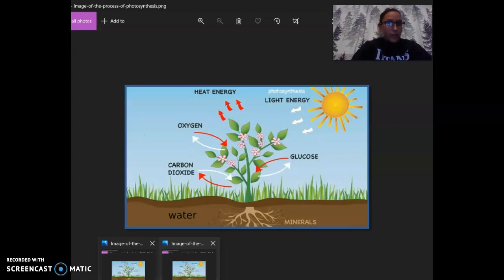Both cellular respiration and photosynthesis have reactants. The reactants of photosynthesis are carbon dioxide and water. The reactants of cellular respiration are glucose and oxygen.